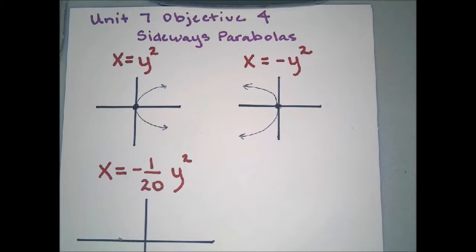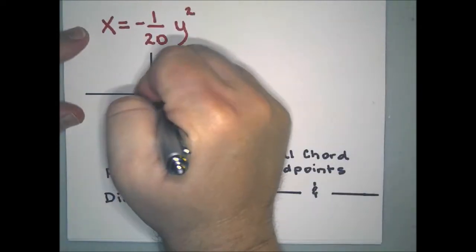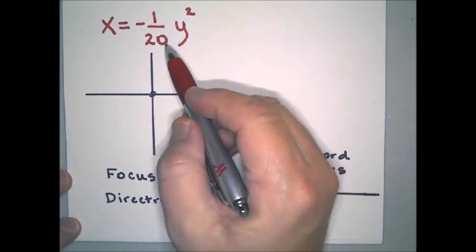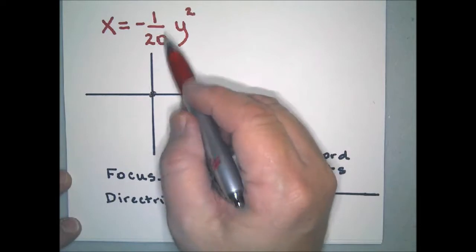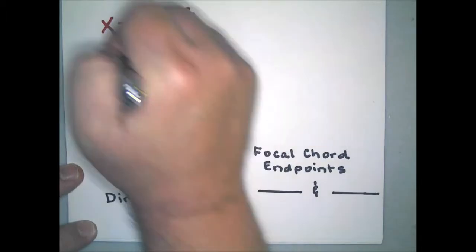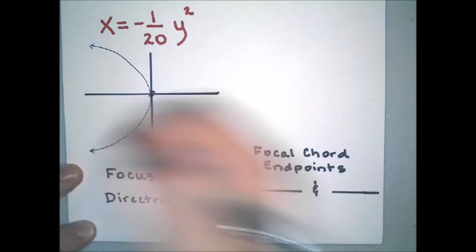Now, we don't need to spend as much time as we did with Objective 3 with these because everything means the same thing. X equals negative 1 over 20 y squared tells us a couple of things already. This parabola is going to open to the left. It hasn't been translated, so the vertex is going to be at 0, 0. But because that leading coefficient is such a small value, 1 over 20, it's going to be a relatively speaking wide parabola. I'm going to do my best to make a wide parabola.